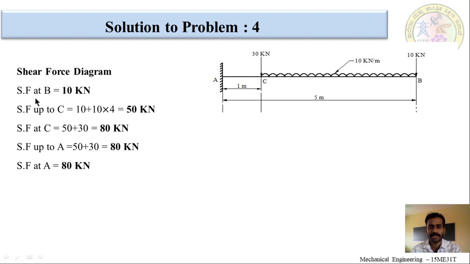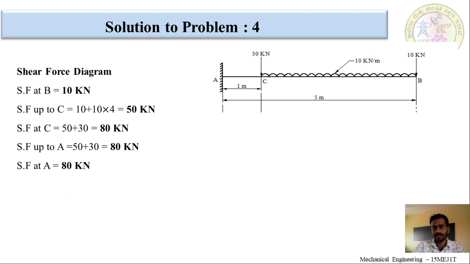So, first we will calculate the shear force at B from right to left. Shear force at B is the load which is on B, that is 10 kilonewton, which is the only point load. So, shear force at B is equal to 10 kilonewton. Now, what is the shear force from B to C, that is up to C? We have to calculate, that is 10 plus 10 into 4. This is the equivalent point load which is to replace the UDL.